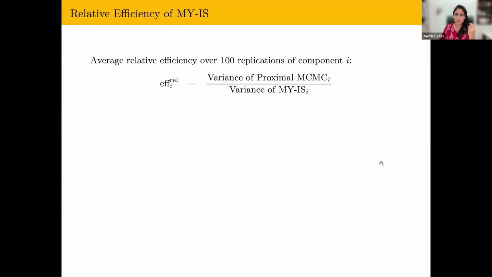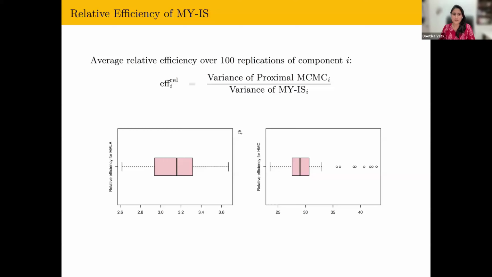But then if I assess the overall efficiency, if I look at the variance of proximal MCMC divided by the variance of the Moreau-Yosida importance sampling estimator to see how well I am doing in estimating the quantities I want to estimate, well, the relative efficiency of MALA, even for the worst component, is at least 2.6 times better than running proximal MALA on pi itself. And this is when the Markov chains themselves are not necessarily any better. And this is almost purely a function of the improvement caused by importance sampling.